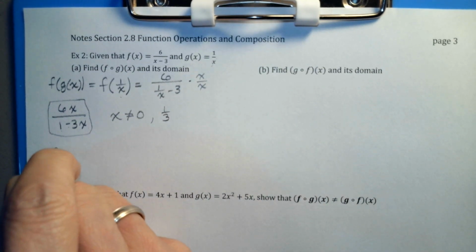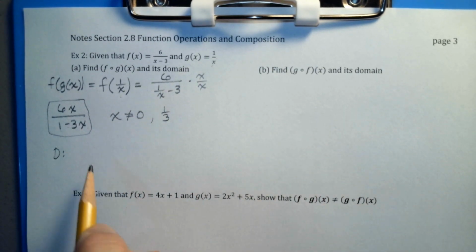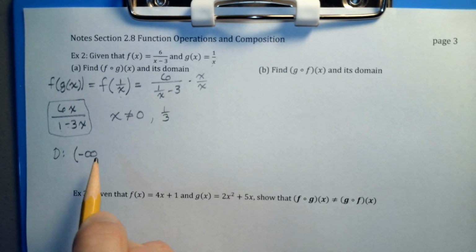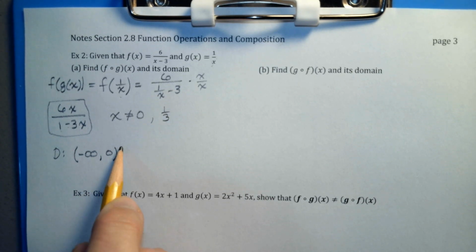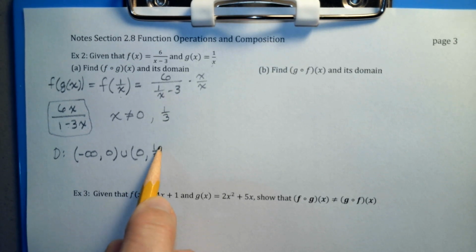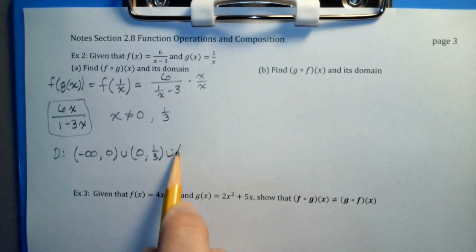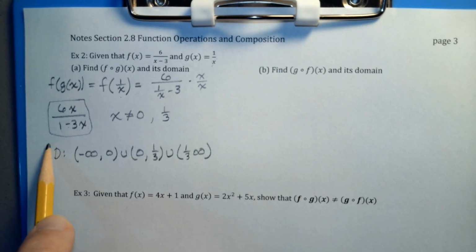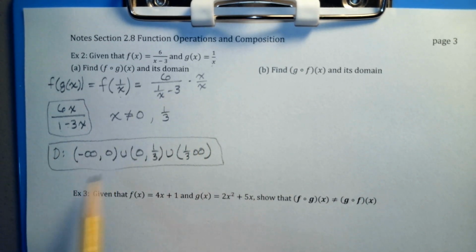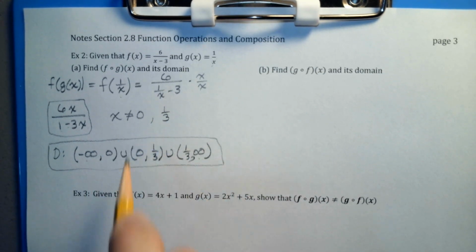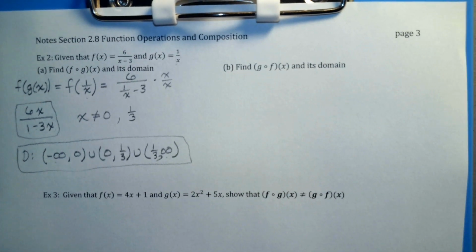So the domain, this one's a little trickier to write out. In interval notation would be what? Negative infinity up to 0, 0 to 1/3, and then from 1/3 to infinity. So that's kind of how we exclude those. It's the whole number line from negative infinity to positive infinity minus those 2 points. So that's how we would write it in interval notation.